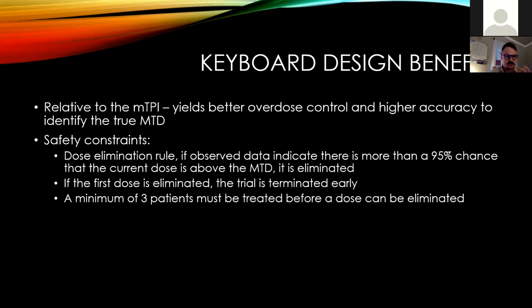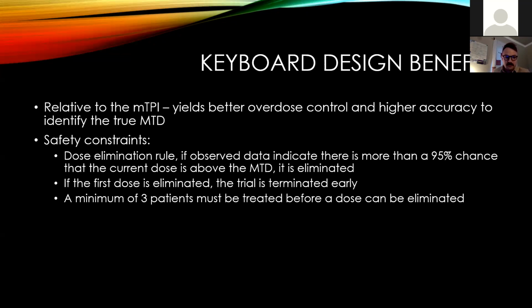So if your observed data indicates that there's more than 95% chance that the current dose is above MTD, it's eliminated. And like I said, if there's doses above that, those are eliminated as well. This is just to prevent overly toxic doses from being included in the further decision making. We don't even have to consider those anymore. We know they're too toxic.